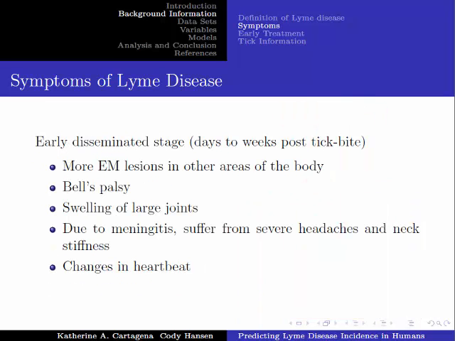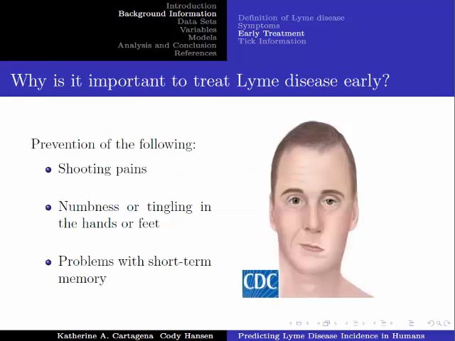If Lyme disease is left untreated, it can present with even more bullseye rashes on your body, Bell's palsy, which is a loss of muscle tone on one or both sides of your face, pain and swelling in large joints such as your knees, hips, and shoulders, and you may have severe headaches and neck stiffness due to spinal inflammation. You may also present with heart palpitations and dizziness. On the right, we have a picture here of somebody affected by Bell's palsy.